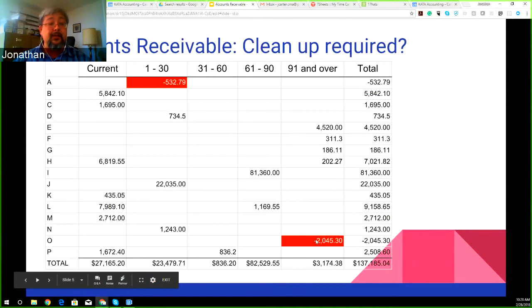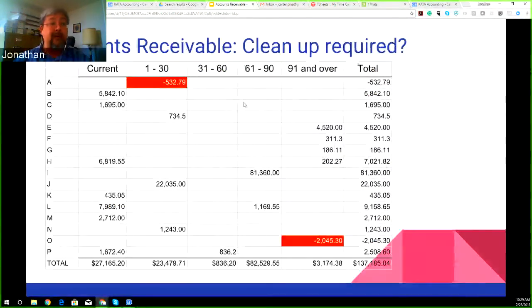They might be legitimate. It could be that the customer is owed a credit, but these need to be vetted and, I guess, validated to make sure that negative balances are appropriate.